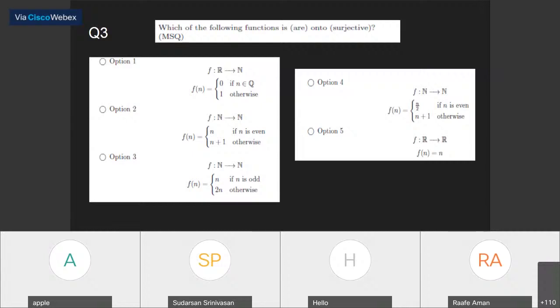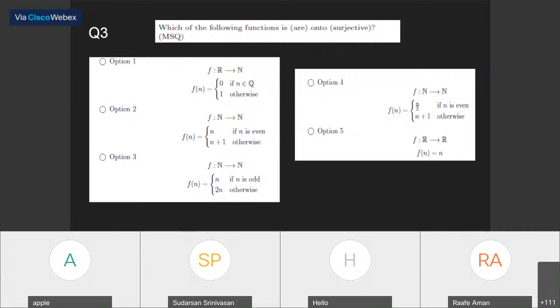The second option is a function defined from N to N, that is, both domain and range of the function are natural numbers. And f of n is defined as n when n is even, and n plus 1 if n is odd. Let's say, for example, n equal to 3. That means f of 3 is equal to 3 plus 1, which is 4. If n equal to 4, f of 4 would be equal to 4. So that's how the function takes values.